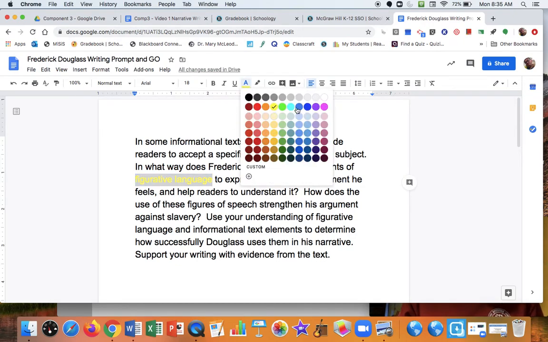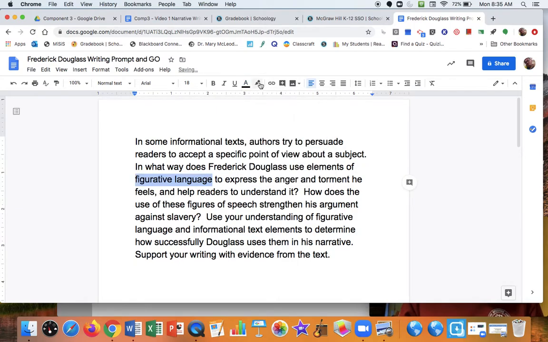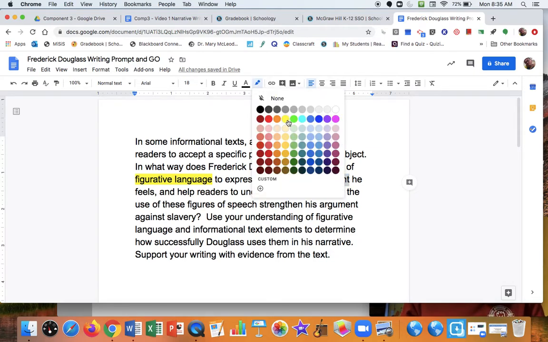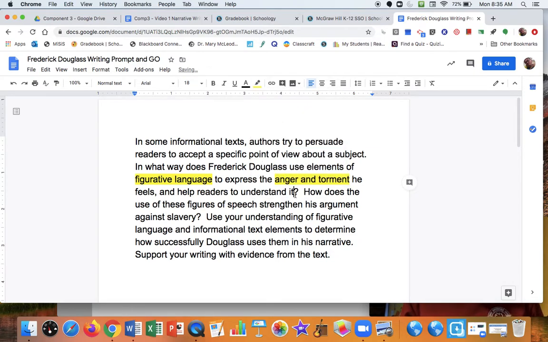Oops, I didn't want to do that. Let's go back to this. I wanted to do that. He uses figurative language to express anger and torment, but he does that so that the audience can understand it.